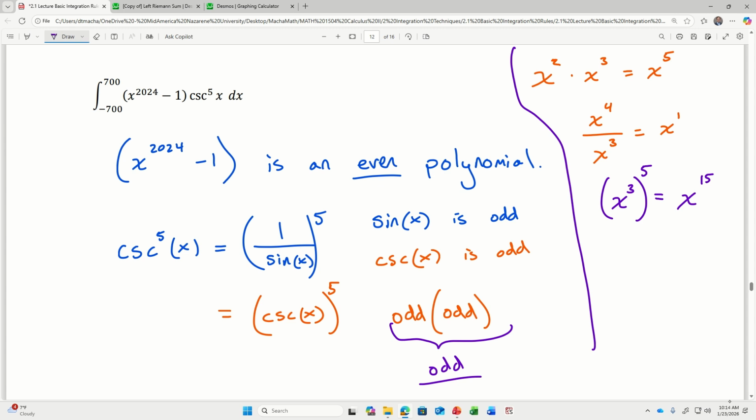Okay, so back to my integrand. I've got an even function times an odd function. What's an even function times an odd function? Yeah, even times odd is odd. And so I've got a negative lower bound that's opposite but equal to my upper bound, and the integrand is odd. So what's the value of this integral? 0. 0.